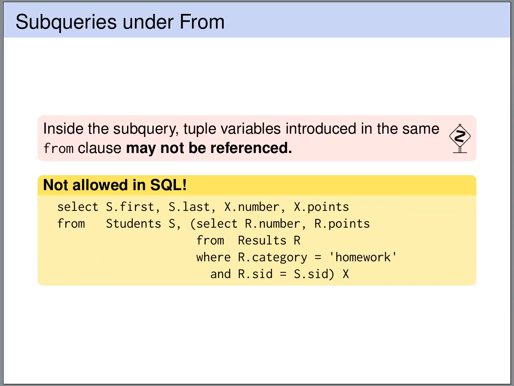A restriction that is imposed by SQL on subqueries under from is that tuple variables introduced in the same from clause may not be referenced in the subquery. So for instance, this query on the slide is illegal. The reference to s in the subquery is not allowed because the tuple variable s is introduced in the same from clause.